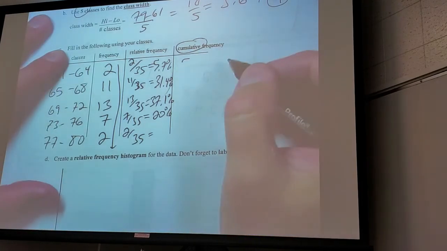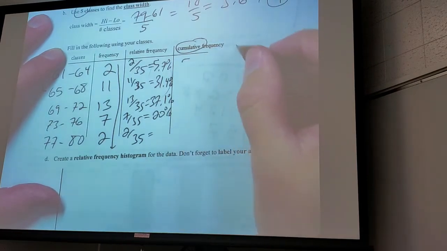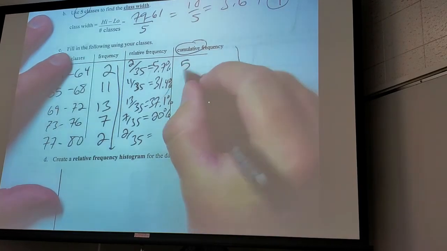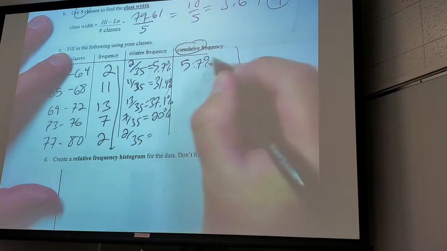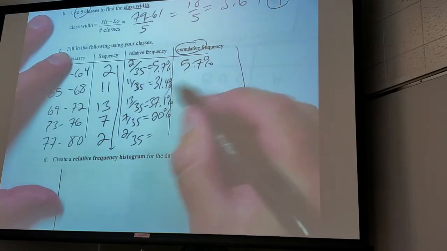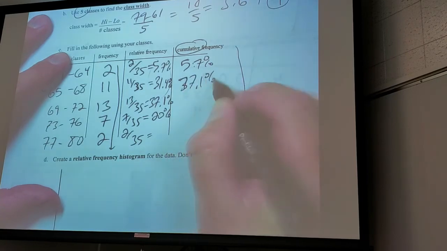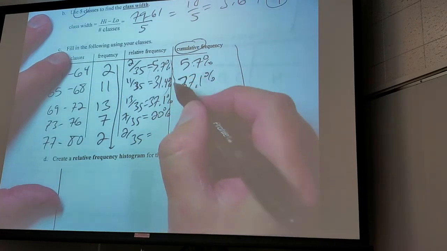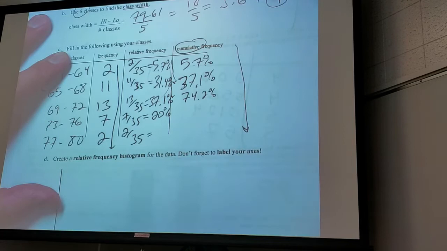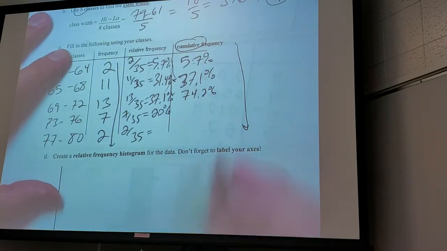And cumulative frequency, real quick, is as you go down, you accumulate frequency. So at the end, it should end up around 100%. What do I mean by that? I got 5.7% so far. If I go one more down, do you see how I have 37.1% now? If I add another 37.1, now I have 74.2%. Is everybody seeing where this is coming from?